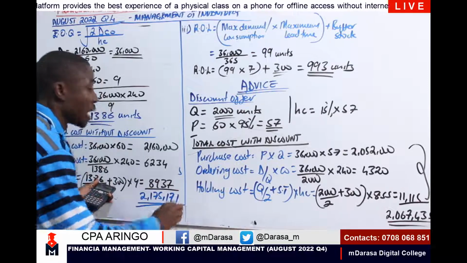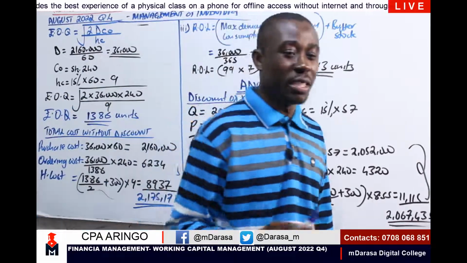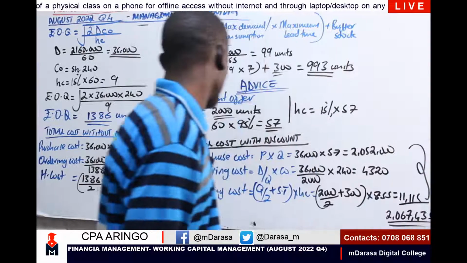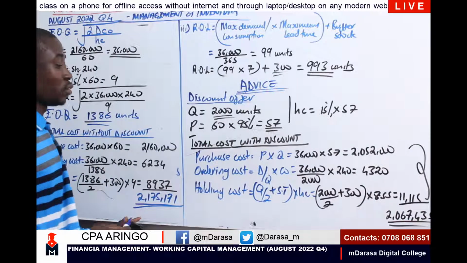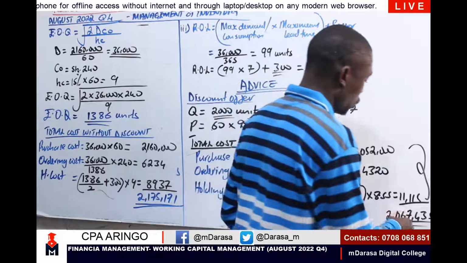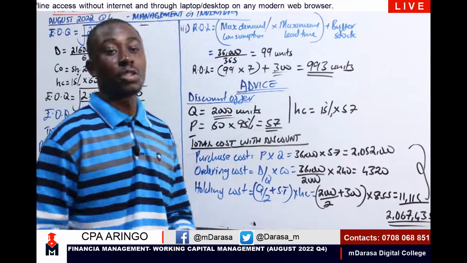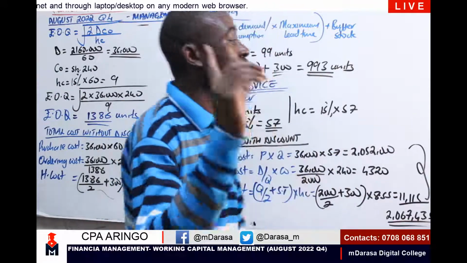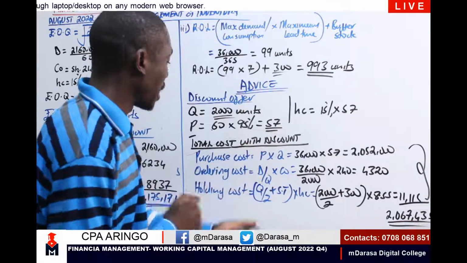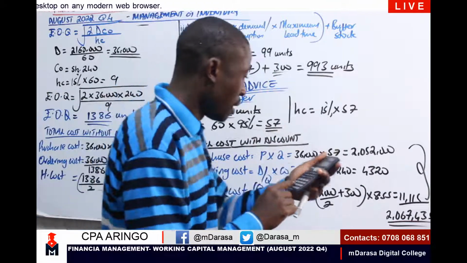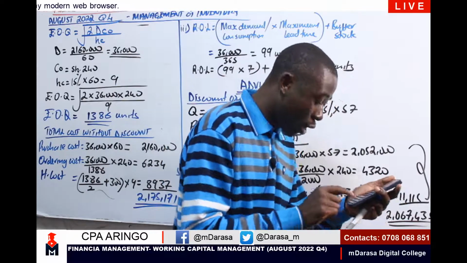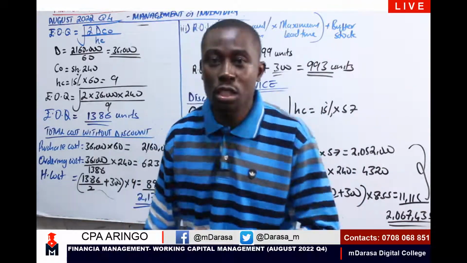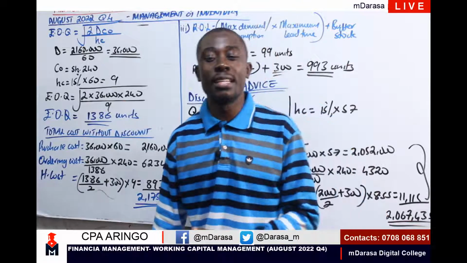I'm having a figure of 2,175,171. So we can compare. Without discount, I'm getting 2,175,171. With discount, I was getting 2,067,435. So what can you advise the company? You should advise the company to accept the discount offer, because they'll be having a cost savings of 2,175,171 minus 2,067,435, which gives us a cost saving of 107,736. So therefore, the company should accept the discount.